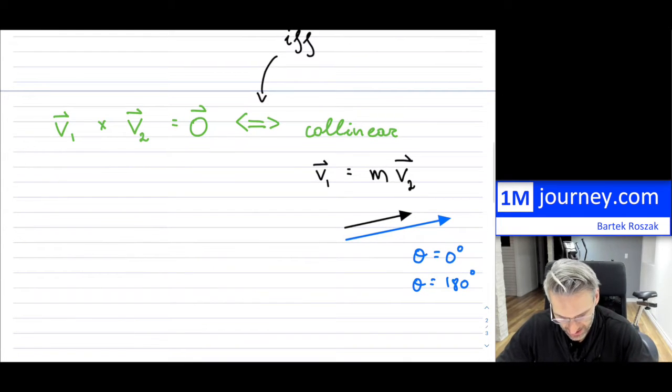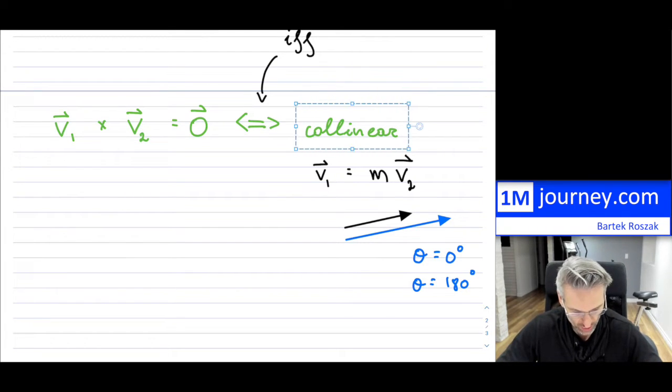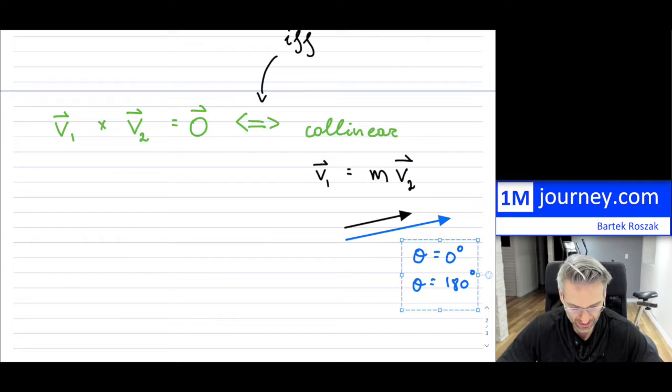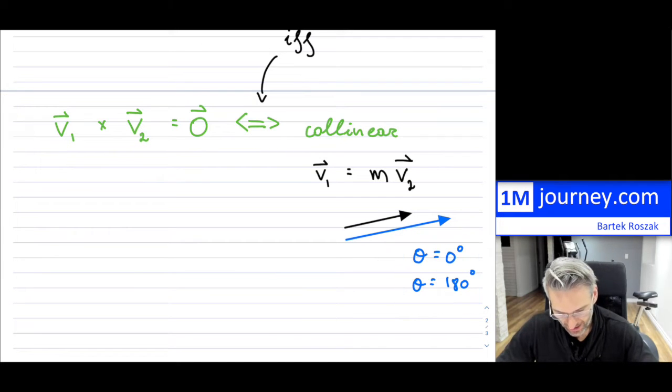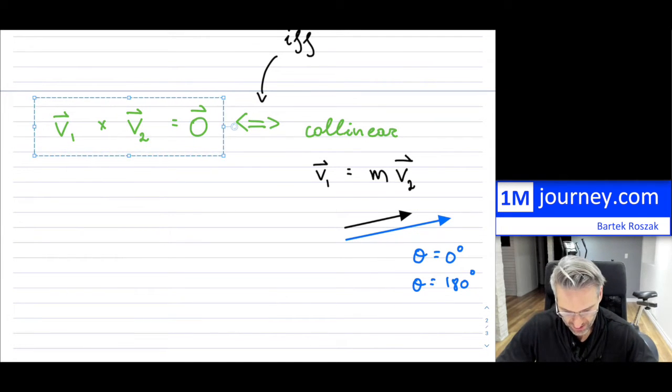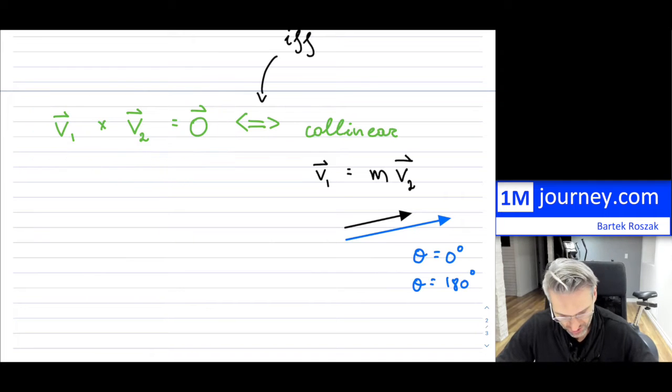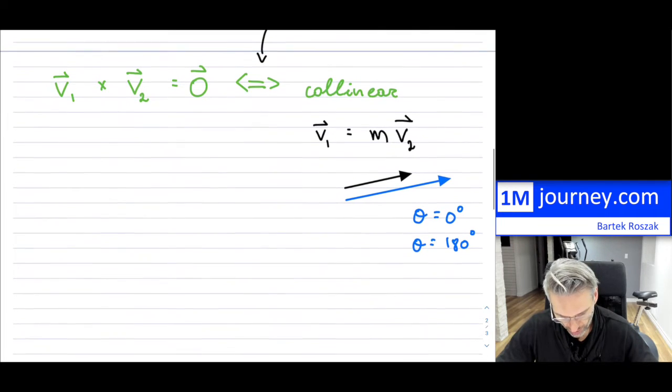So, for instance, if you wanted to show this property, let's take the right-hand side. Let's assume that they are collinear. What that means is, if they're collinear, the angle is either 0 or 180. And therefore, this is definitely true automatically just by the definition of what a cross product is.